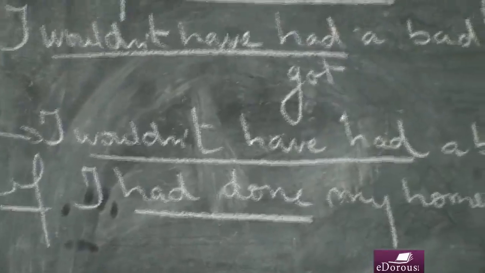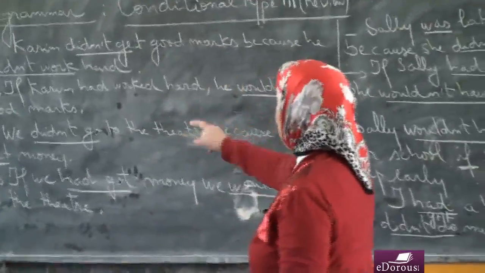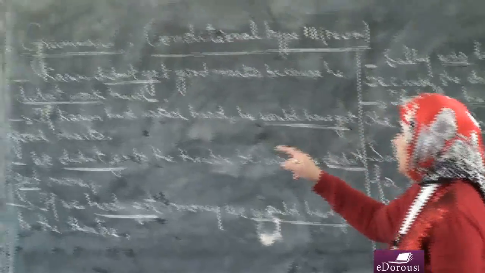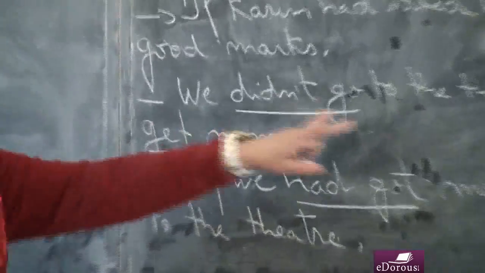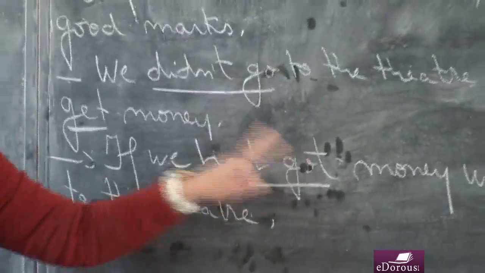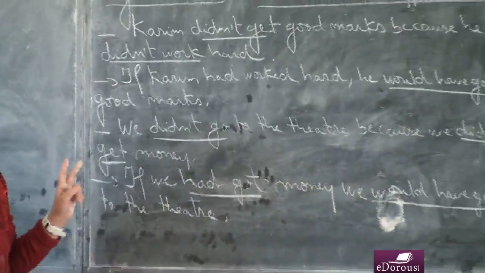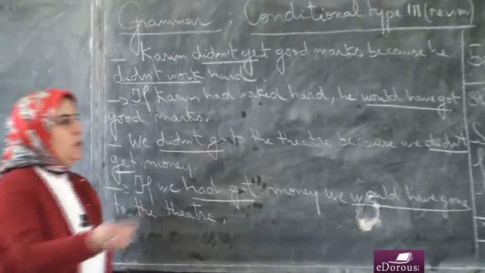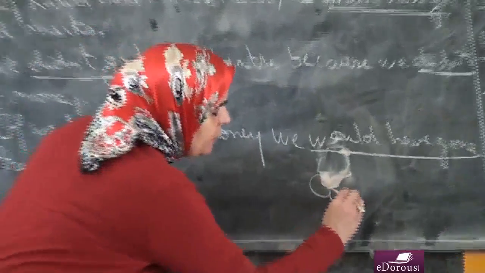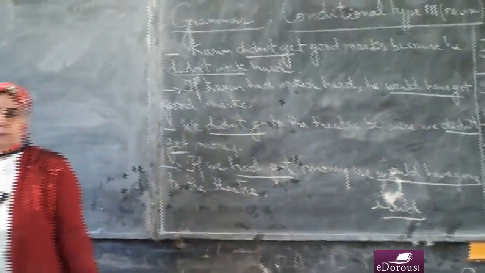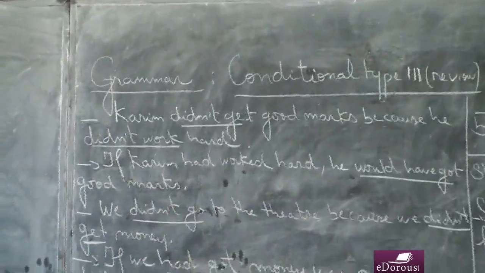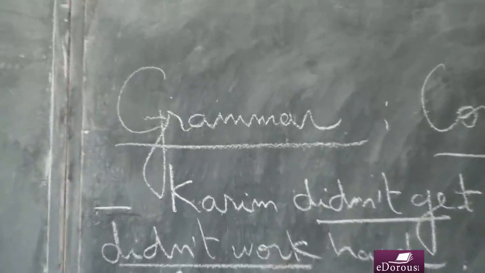Is it clear? Okay? So if Karim had worked hard, he would have got good marks. We didn't go to the theater because we didn't get money. If we had got money, we would have gone. You can say could, okay? You can also say could, it's possible. Why not? Would, could, you can say. We could have gone. Okay, so please take some notes.